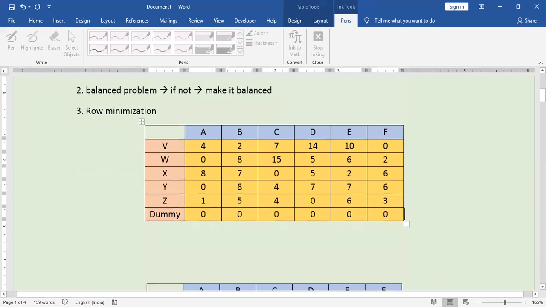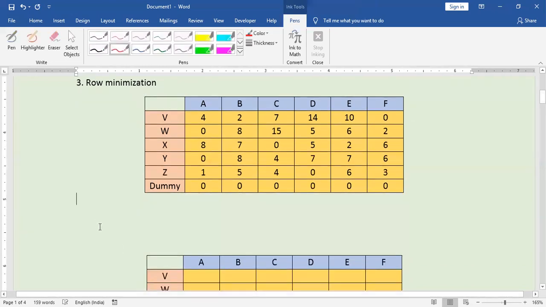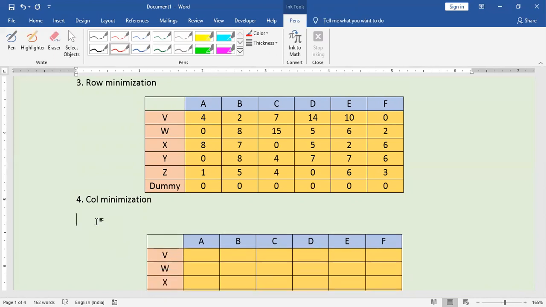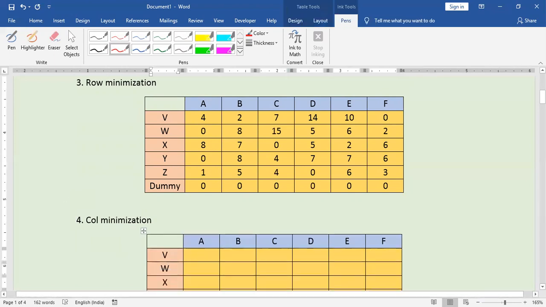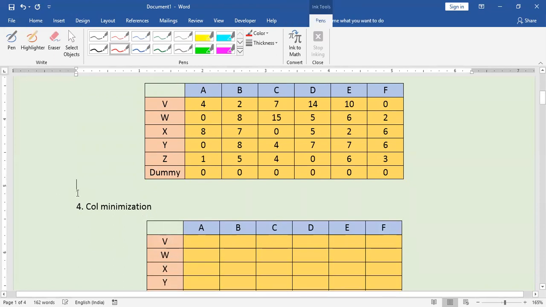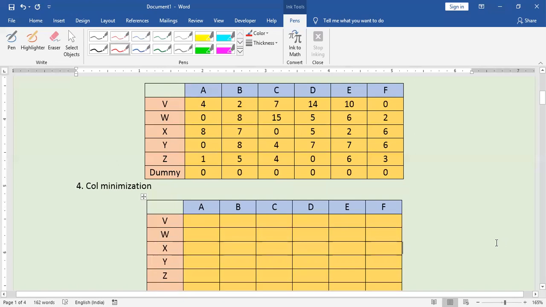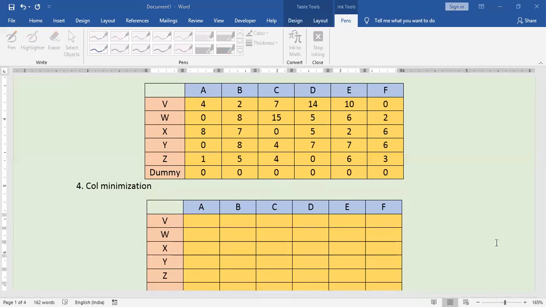Now we will do column minimization. That is the fourth step, column minimization, right? So in column minimization, first of all, we are going to find the minimum value of each column.